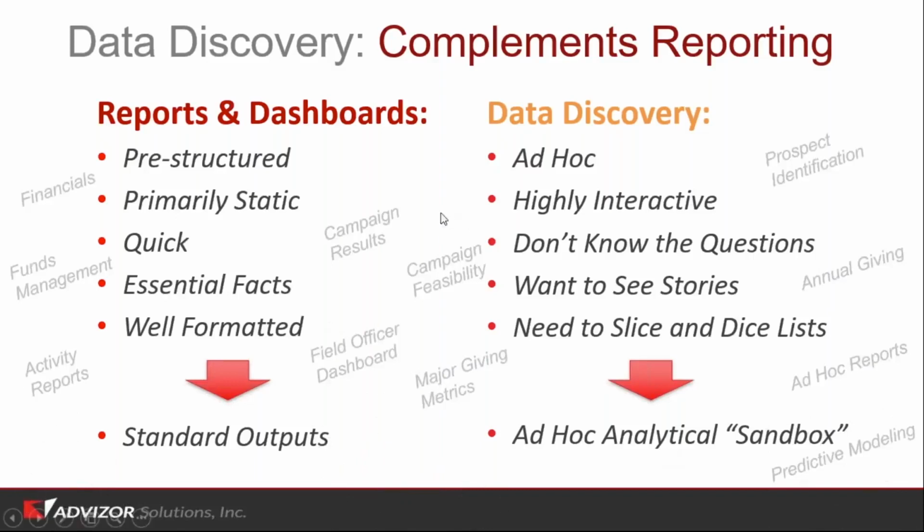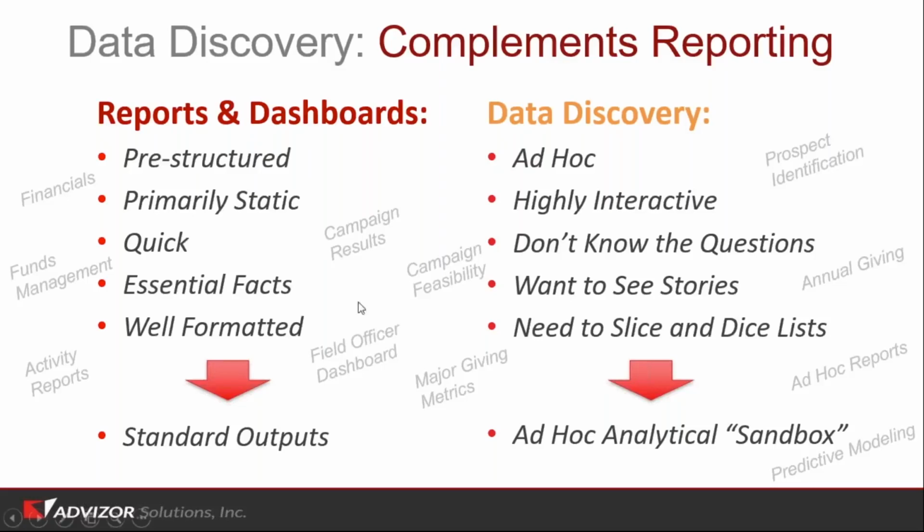So, typically reports go in first because you need financials, funds management, activity reports, campaign results, field officer dashboards. Those tend to be fairly structured and fit this lineup really well. The problem becomes, you put in the reports and the dashboards and then you start using them for prospect identification, which is inherently a discovery operation where you're slicing and dicing different ways, trying to get lists out. It's not this preset, well-formatted output.